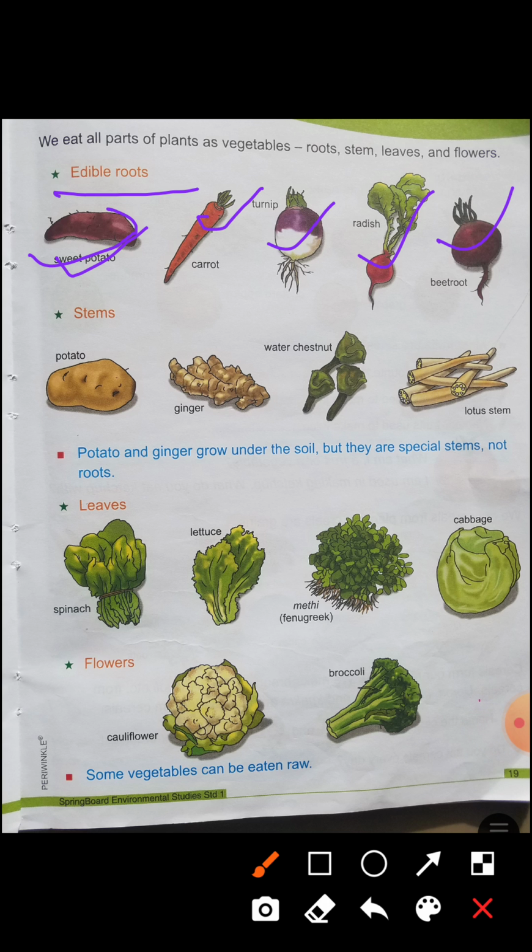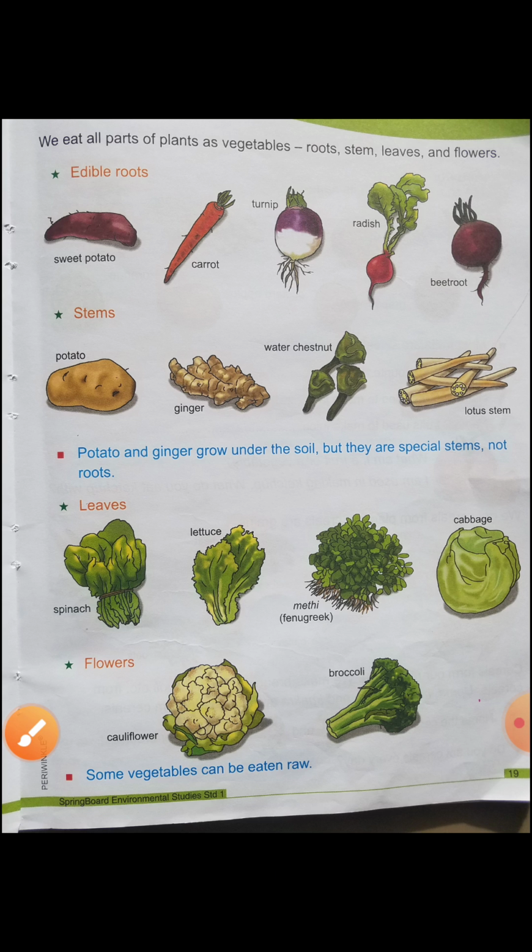Means we are eating these vegetables which come from the roots part of the plant, not stem or flower or leaves. All these vegetables come under the roots part of the plant body. Understood, students? And once again I will tell you why we say these are root parts.